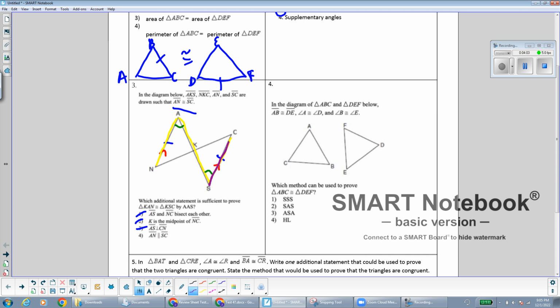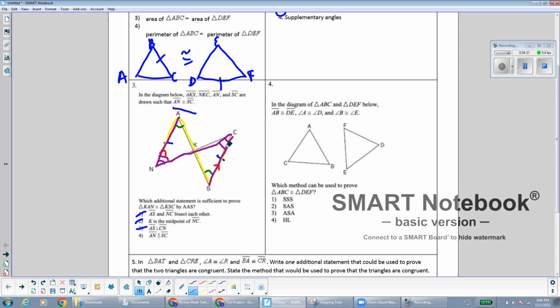Let me highlight the parallel lines again, because I want you to notice that there's also this transversal that intersects them. And notice how we have another Z. It's a backward Z, but it's another Z shape. And in the corner of that letter Z is another pair of congruent alternate interior angles. Remember that alternate interior angles are congruent when parallel lines are cut by a transversal.